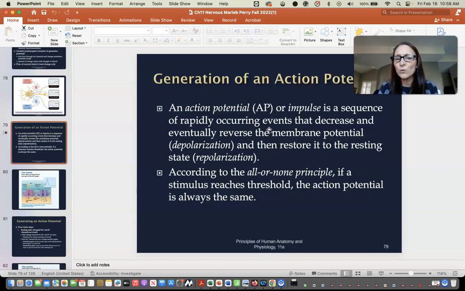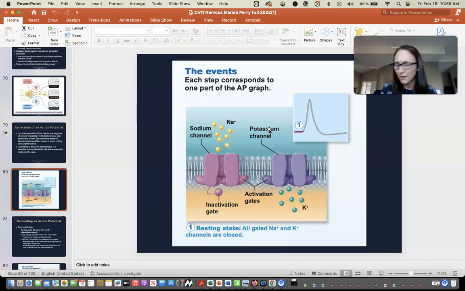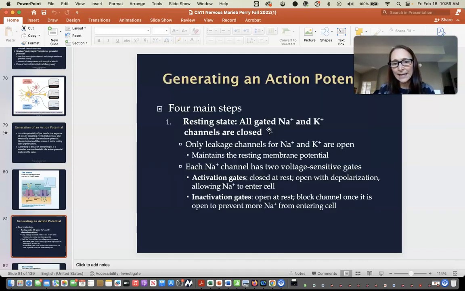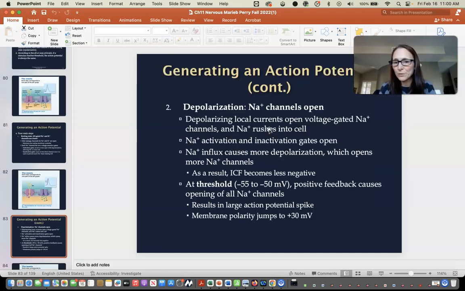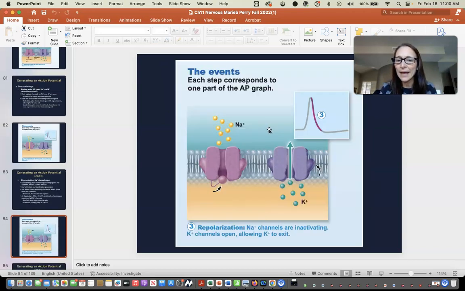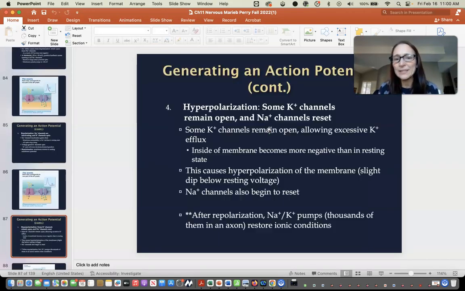When you get into generating an action potential, this is another step-by-step process. I wrote down that the step-by-step process is going to be on slide 80 through slide 88. So it's going to give you exactly, step 1, what happens. Step 2, summary of what happens, okay? And then step 3, step 4.